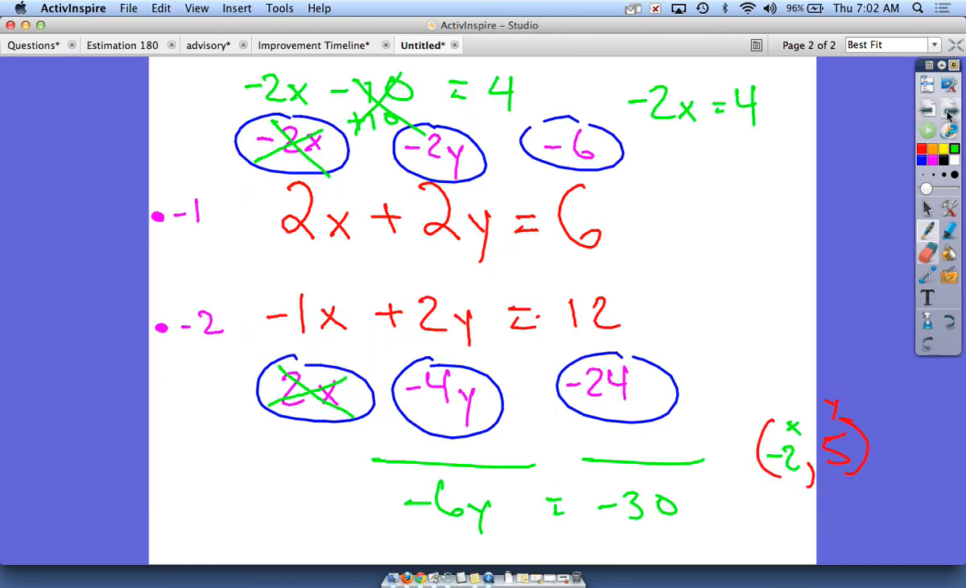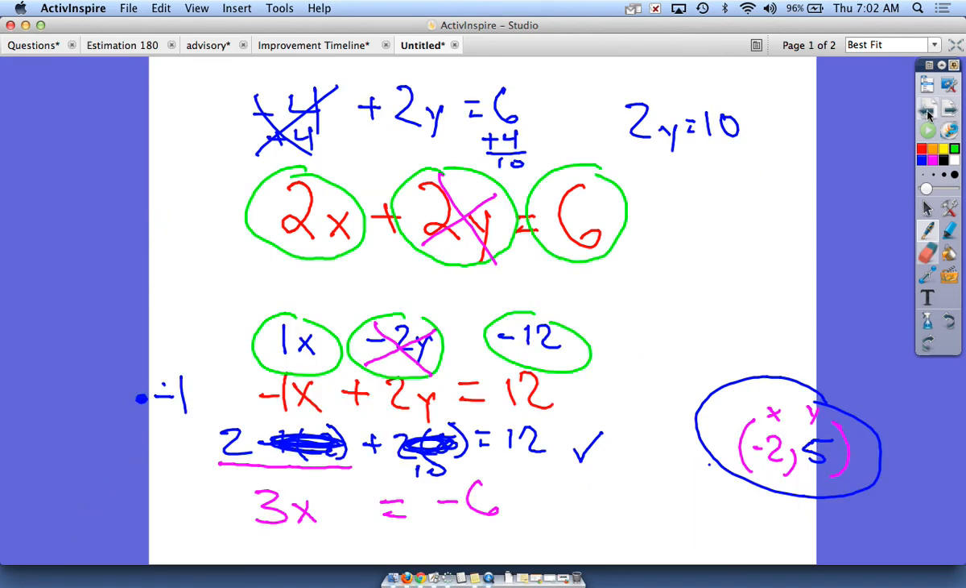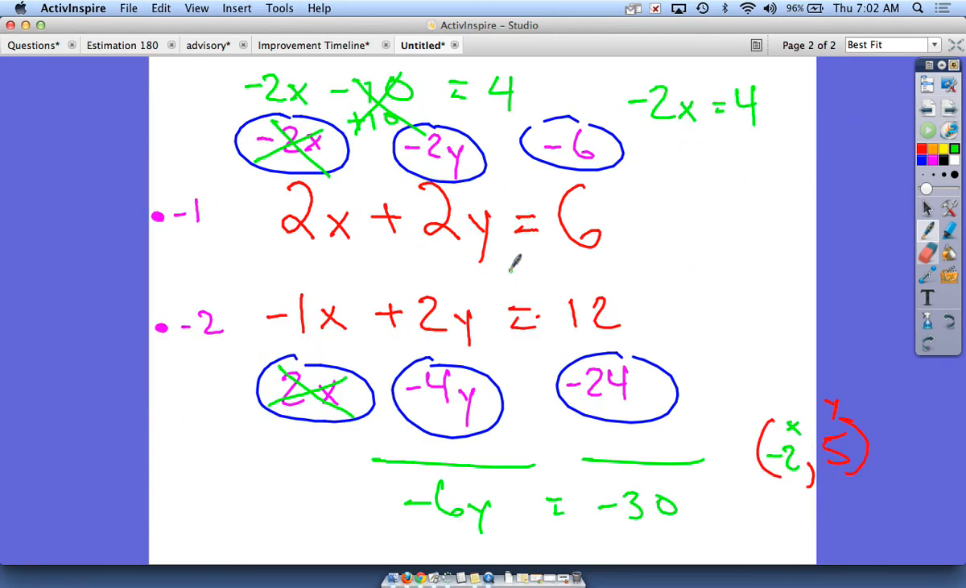So you can be flexible. You can get rid of the x's first, you can get rid of the y's first, it's up to you. And I would try to figure out which one's easiest. Out of these two, this one's clearly going to be the easiest because we only had to multiply one of the sets of numbers here, whereas here I had to do 2, but either way is fine.